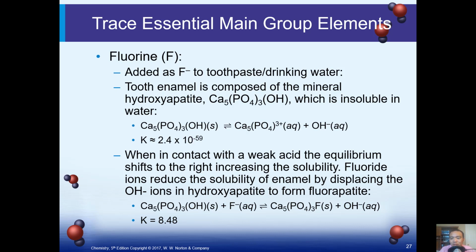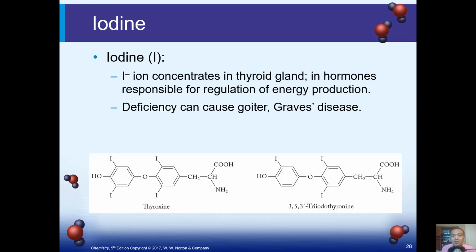Fluoride ions have significant benefits for dental health and are often added to drinking water. The fluoride F- reacts with hydroxyapatite in tooth enamel to form fluorapatite, which is less susceptible to decay from acid by shifting the equilibrium to reduce the solubility of the tooth enamel. The body concentrates iodide ion, or I-, in the thyroid, where it is incorporated into two hormones that regulate the energy production and use.